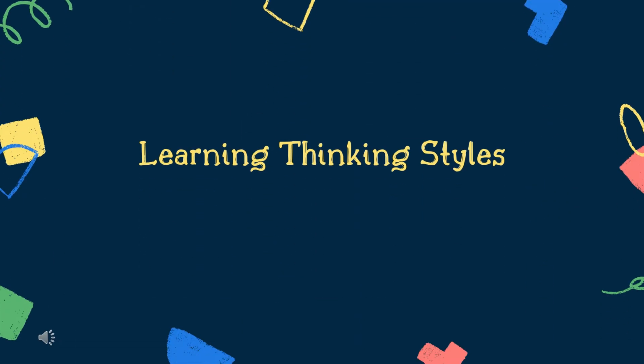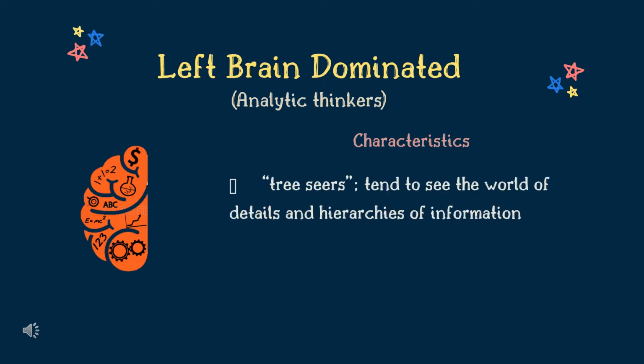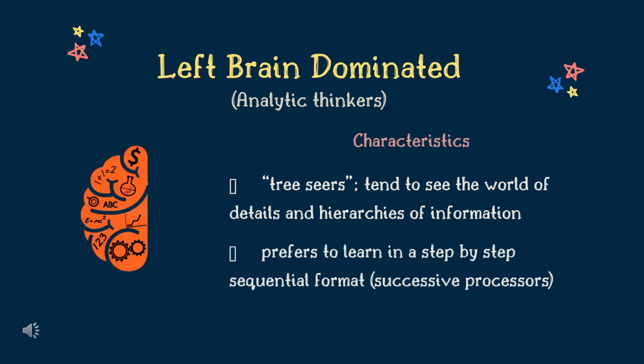Now, for the second category, let's discuss the dominated hemisphere. So let's first talk about those learners who are left brain dominated, also known as analytic thinkers. And here are their characteristics. So they are also known as tree seers who tend to see the world of details and hierarchies of information. And they prefer to learn in a step-by-step sequential format, also known as successive processors.